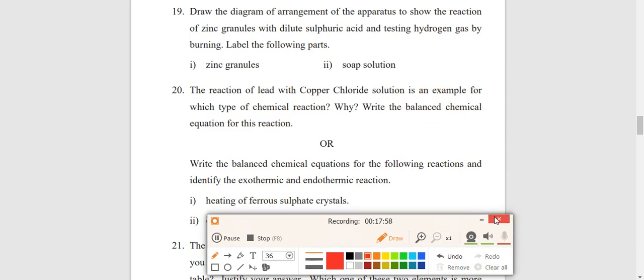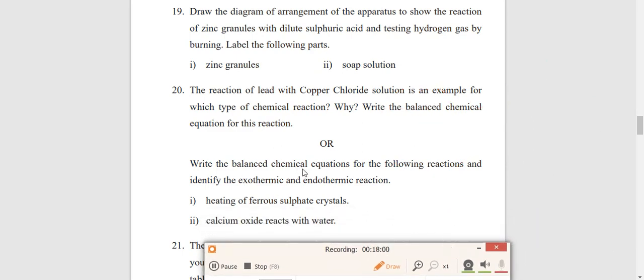Over there we have an option. Write the balanced chemical equation for the following reaction. Identify the exothermic and endothermic reaction. Heating of ferrous sulfate crystals. Do you know the formula of ferrous sulfate crystal? It is FeSO4. When you will heat FeSO4, what product we will get?